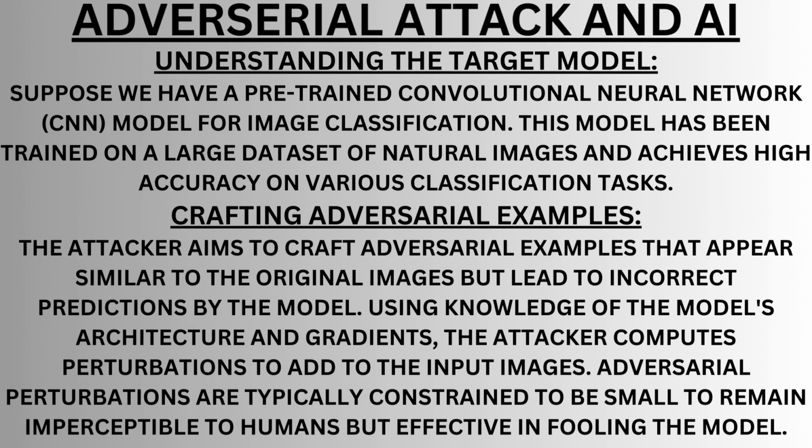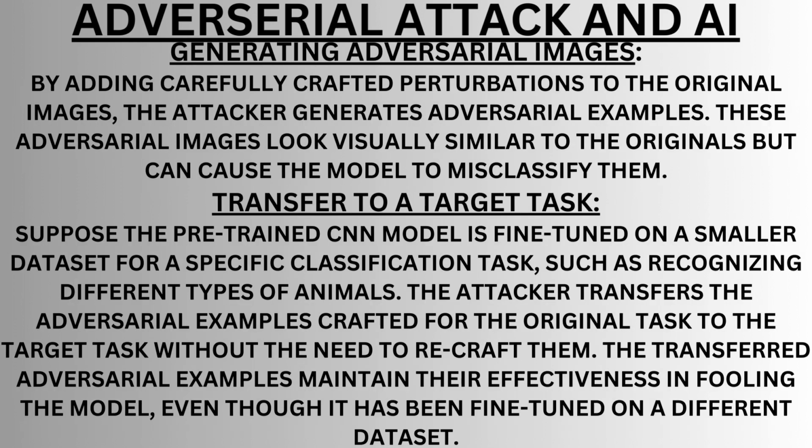Using knowledge of the model's architecture and gradients, the attacker computes perturbations to add to the input images. Adversarial perturbations are typically constrained to be small to remain imperceptible to humans but effective in fooling the model. Generating adversarial images. By adding carefully crafted perturbations to the original images, the attacker generates adversarial examples. These adversarial images look visually similar to the originals but can cause the model to misclassify them.